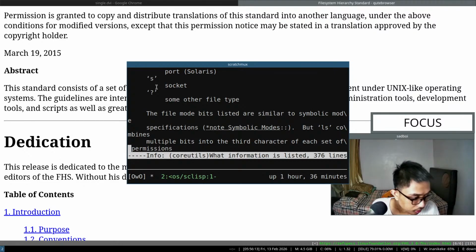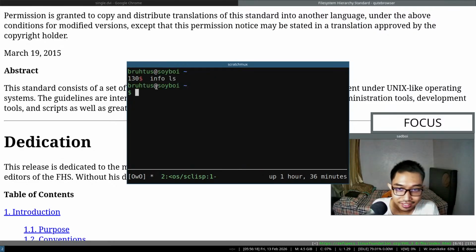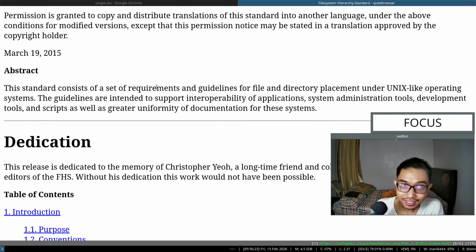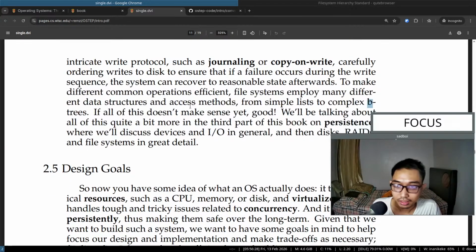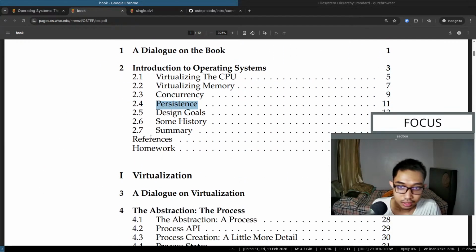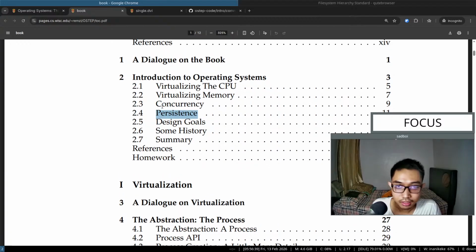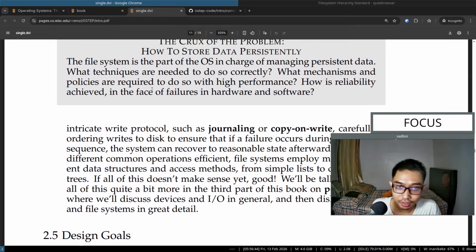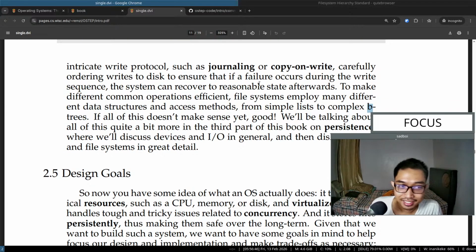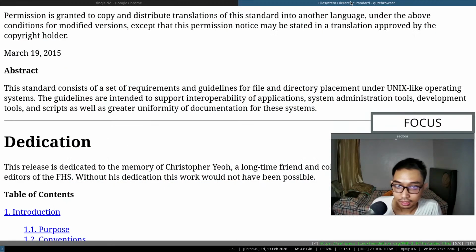Hello, welcome, Josie. Oh, you're reading this book too? Well, let's read together, I guess. Currently we are in section 2.4, the persistence section. So yeah, we haven't gone that far yet. Okay, P3s. Wait a minute.